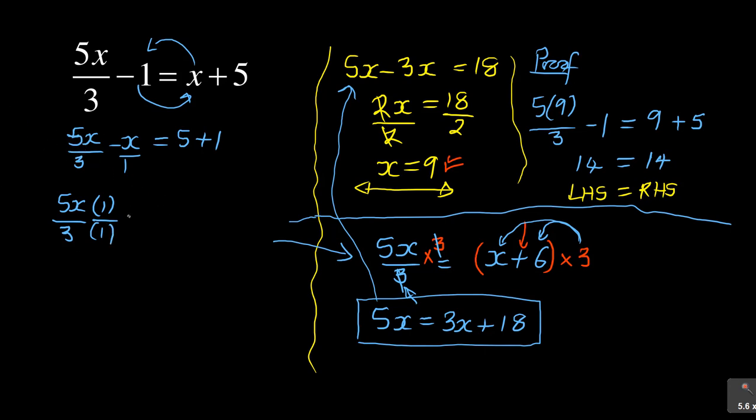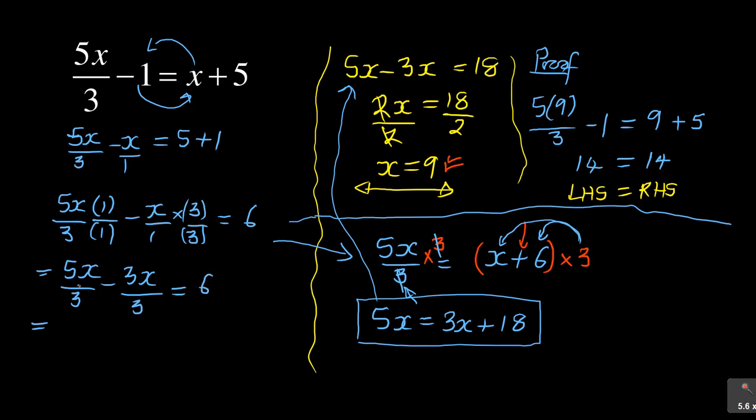I will encourage you therefore for the addition of fractions. You can always refer to my lesson on fractions. This is minus x over 1, then it's times 3 over 3. So when you do that, you are going then to say 5x times 1, which is 5x over 3, minus x times 3, which is 3x over 3. Therefore, remember, this is equal to 5 plus 1 is 6, and here 5 plus 1 is 6.